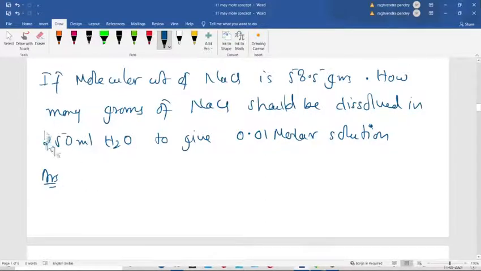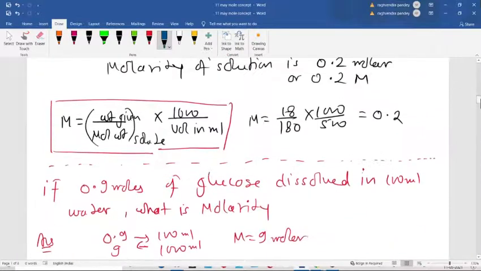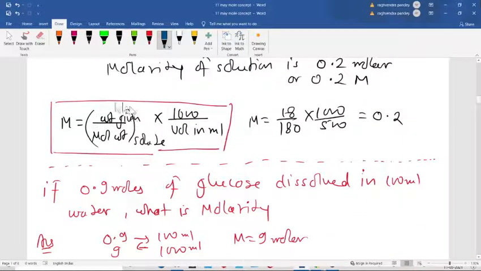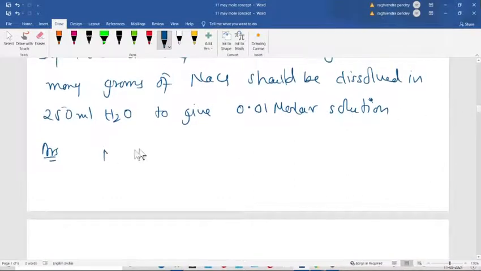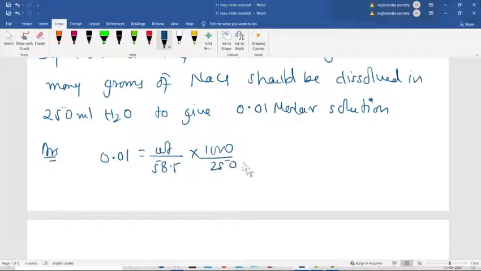So you see, that is your 250 ml water, and 58.5 gram. Understood that. So molarity is what we did in the formula. So weight given, you have to find out what should be the weight dissolved. Molecular weight is given to you, molarity is given to you, volume is given to you. So try to solve it. So molarity is your 0.01. Weight you have to find, which is not given. Molecular weight is 58.5 into 1000 upon volume is 250.